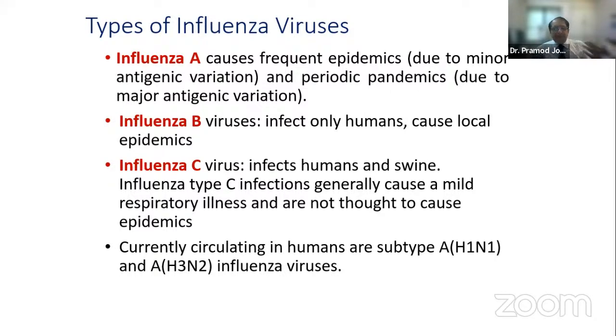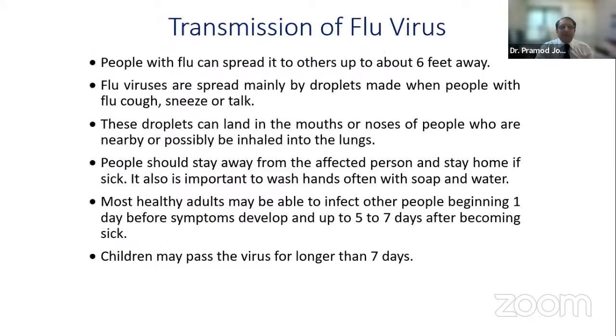But influenza B affects only human beings. It doesn't affect the animals, so there is no question of mixing, and that's why it doesn't produce pandemics. It only produces local epidemics. Victoria and Yamagata are the lineages of influenza B viruses, and influenza C infects humans and swines, but it's generally a mild respiratory illness and not thought to cause epidemics. The currently circulating human subtypes, A H1N1 and A H3N2, are the subtypes of influenza viruses.